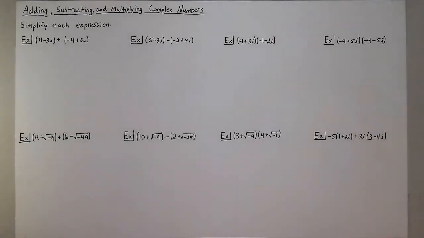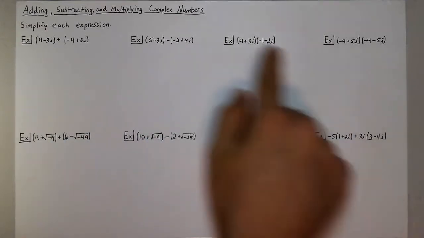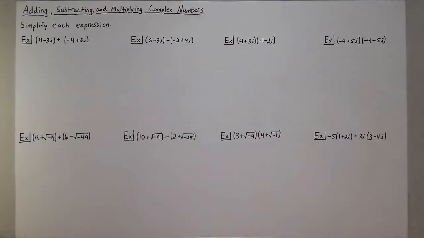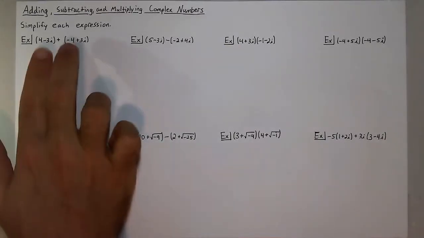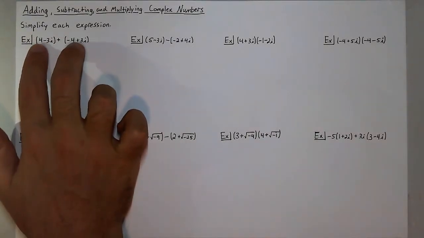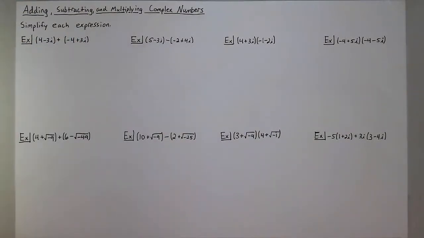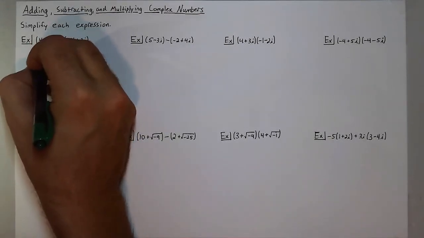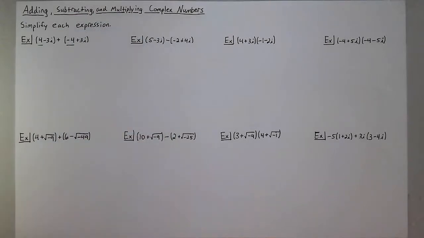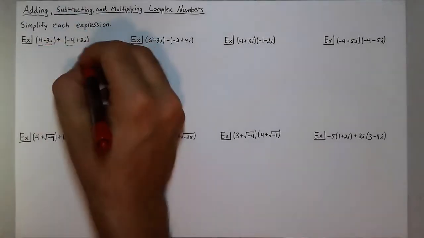In this video, we're going to be learning how to add, subtract, and multiply complex numbers. For all 8 of these examples, we're just going to be simplifying each expression until it looks like one complex number. So right now we have 2, and basically when you add complex numbers, you're just going to be adding the real part with the real part, and the imaginary part with the imaginary part.